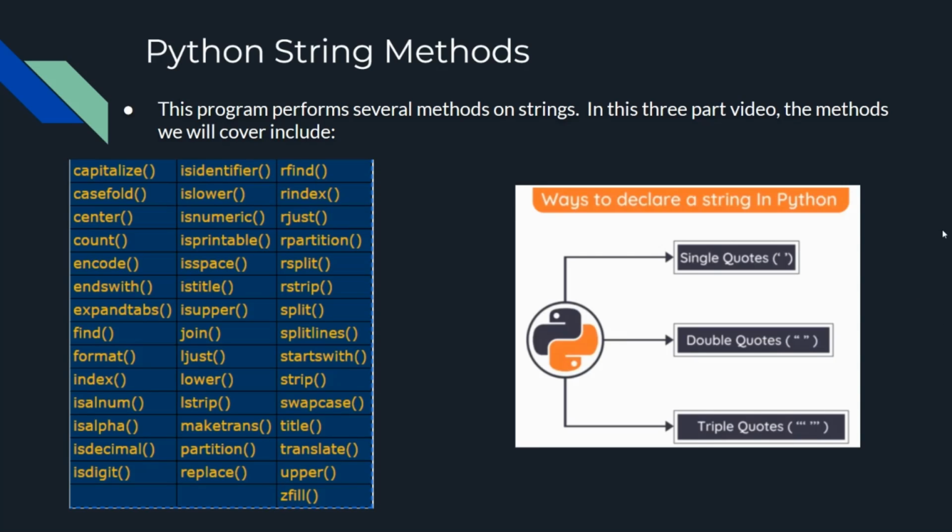In video 2 we will cover isidentifier, islower, isnumeric, isprintable, isspace, istitle, isupper, join, ljust, lstrip, maketrans, partition, and replace. In video 3 we will cover rfind, rindex, rjust, rpartition, rsplit, splitlines, startswith, strip, swapcase, title, translate, upper and zfill.